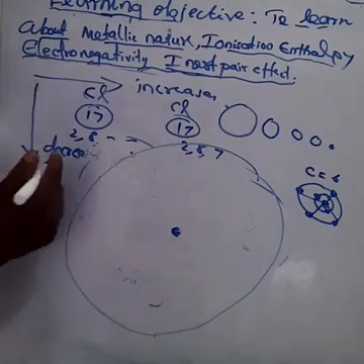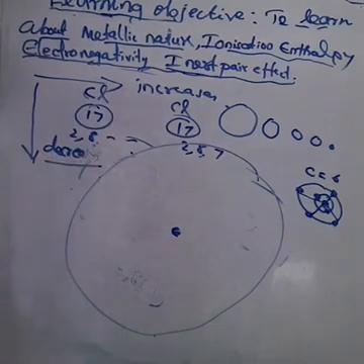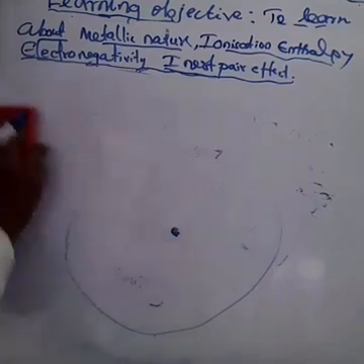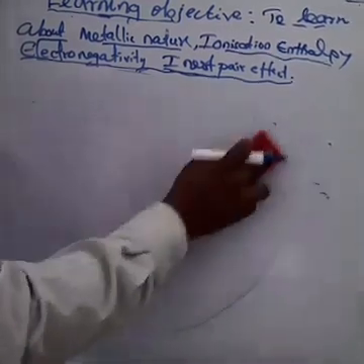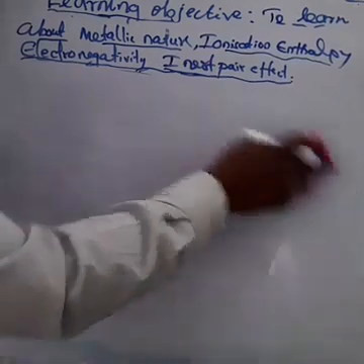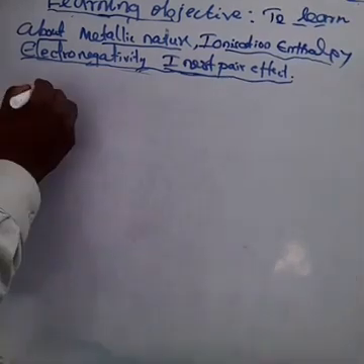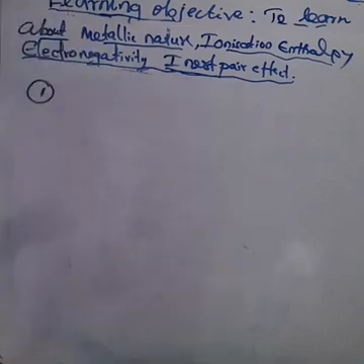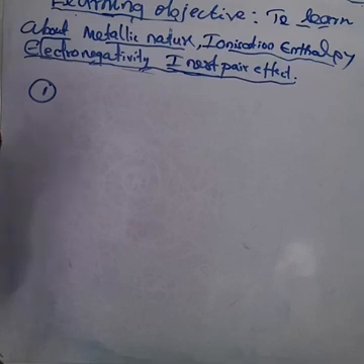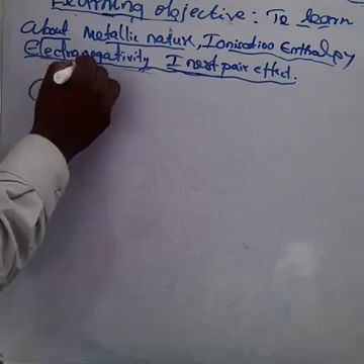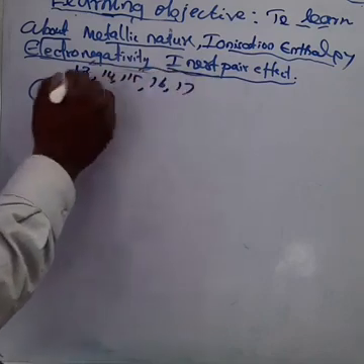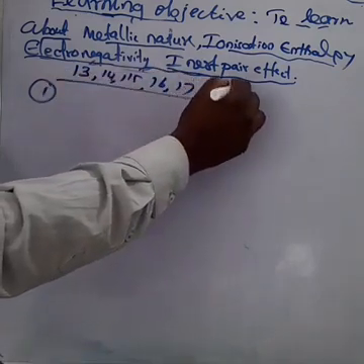Next, we will discuss the anomalous properties of the first element. What are the anomalous properties of the first element? My dear children, there are 3 points given in the textbook. It is about the first element of group number 13, group number 14, group number 15, group number 16, group number 17 and 18. The first element has some anomalous properties.